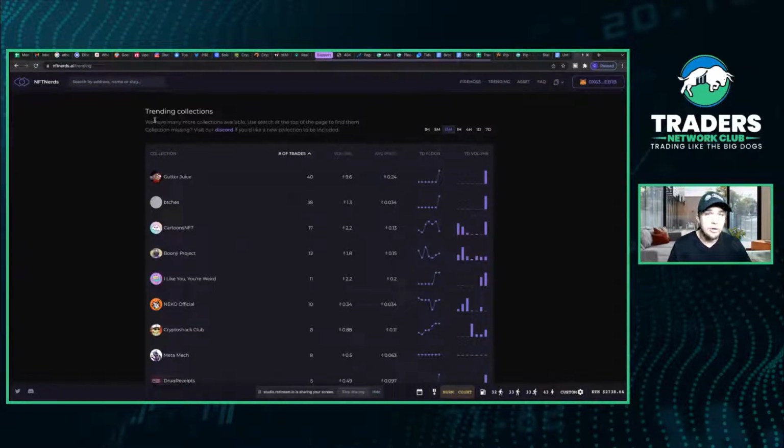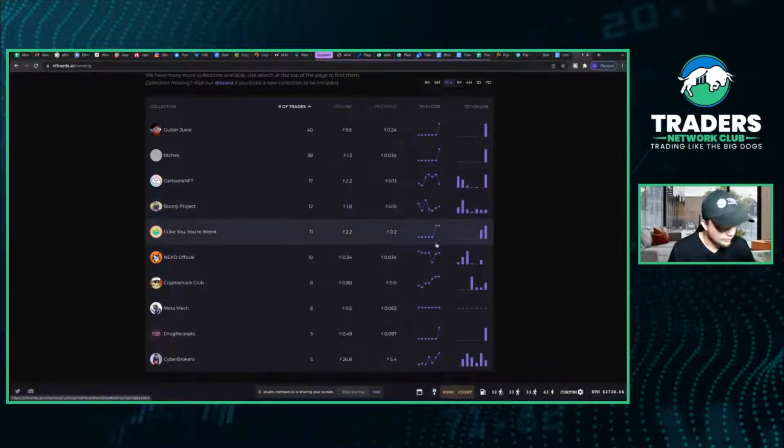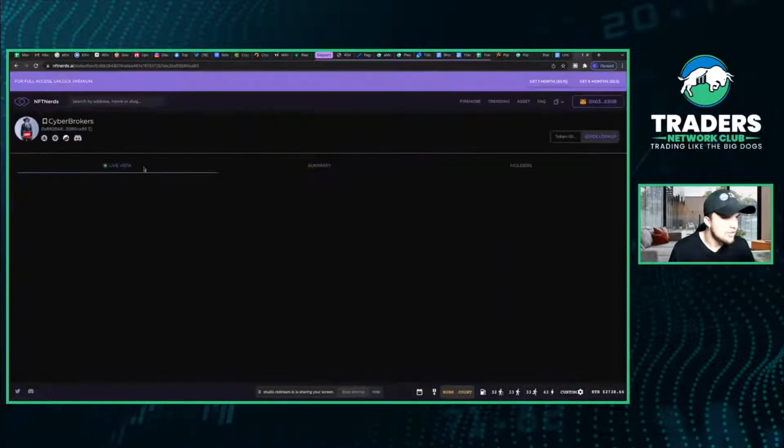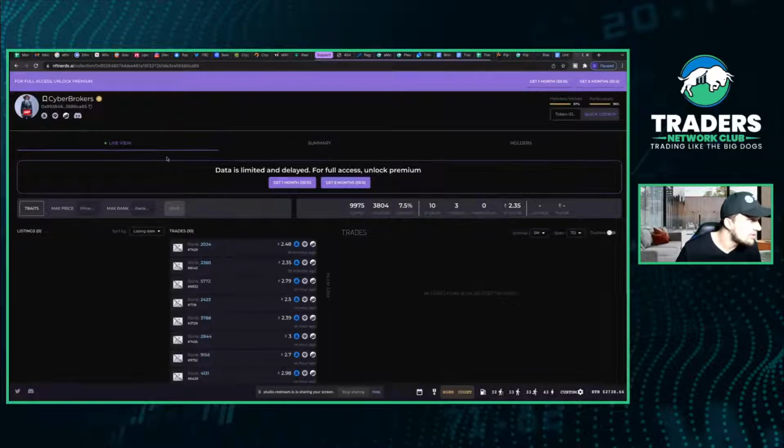What are a lot of people buying right now? We did see Cartoons, but you can see it's actually kind of descending. We do see some pumps with this one, could be dipping a little bit. This one just took a huge pump, and obviously this one right here took a huge one. This one we saw is doing good right now, Cyber Brokers.